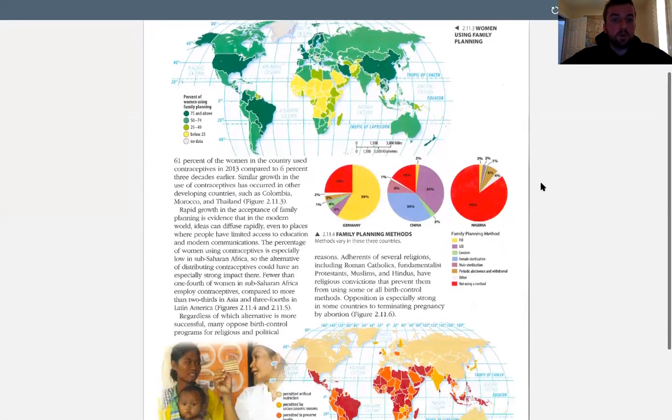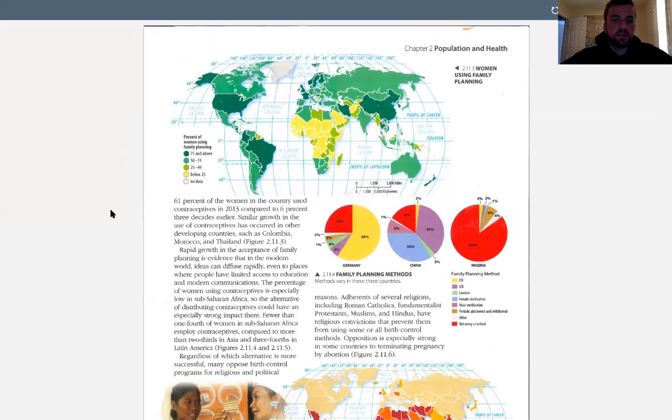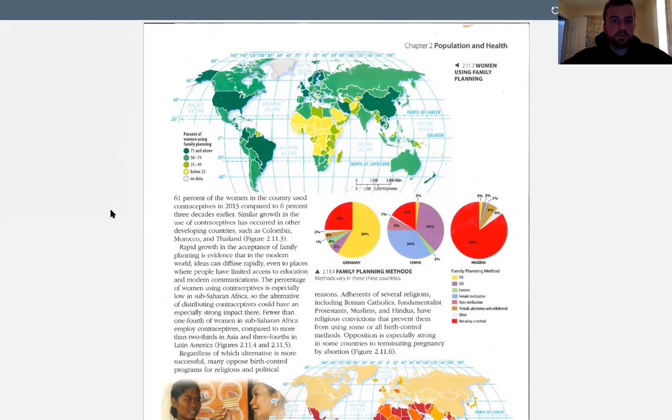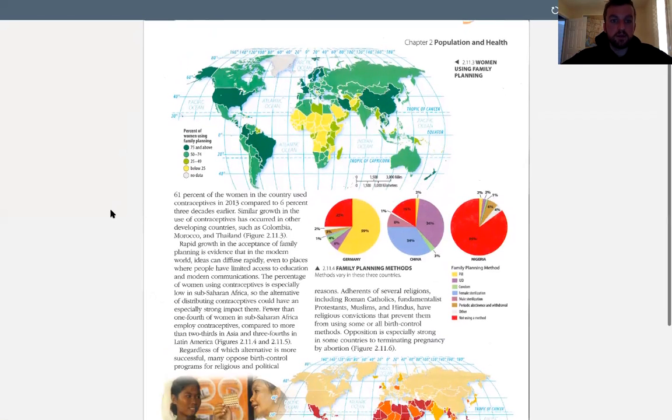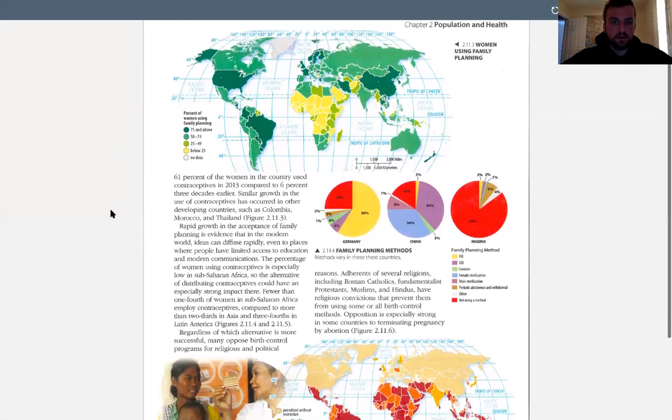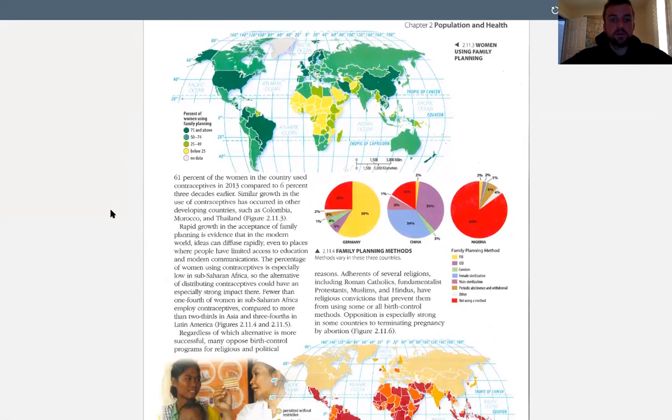All right, 61% of the women in the country, this is still talking about Bangladesh, used contraceptives in 2013 compared to 6% 3 decades earlier. Similar growth in the use of contraceptives has occurred in other developing countries such as Colombia, Morocco, and Thailand. Rapid growth in the acceptance of family planning is evidence that in the modern world, ideas can diffuse rapidly, even to places where people have limited access to education and modern communications.